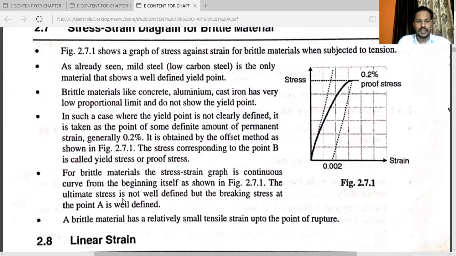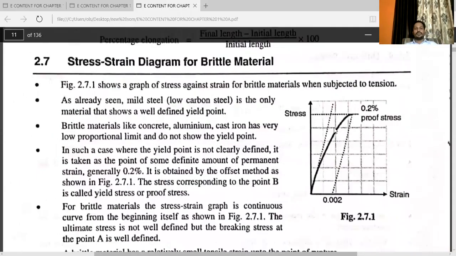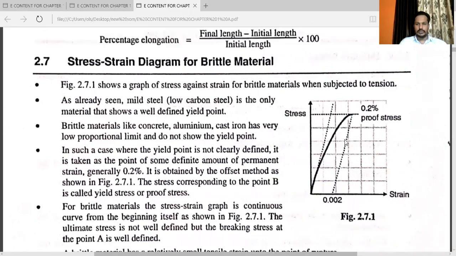The ultimate stress is not well defined, but the breaking stress at the point A is always defined, or you can say A is well defined. Brittle materials have relatively small tensile strain up to the point of rupture. This is the stress-strain diagram for a brittle material.